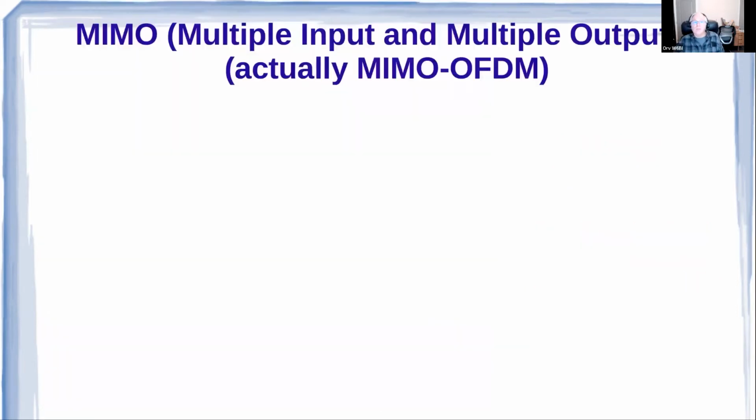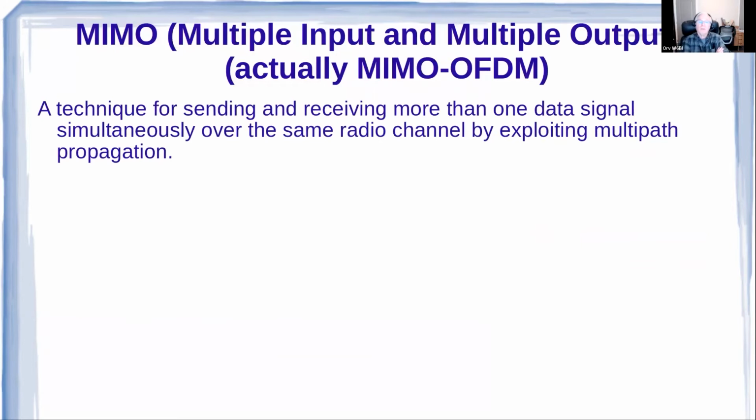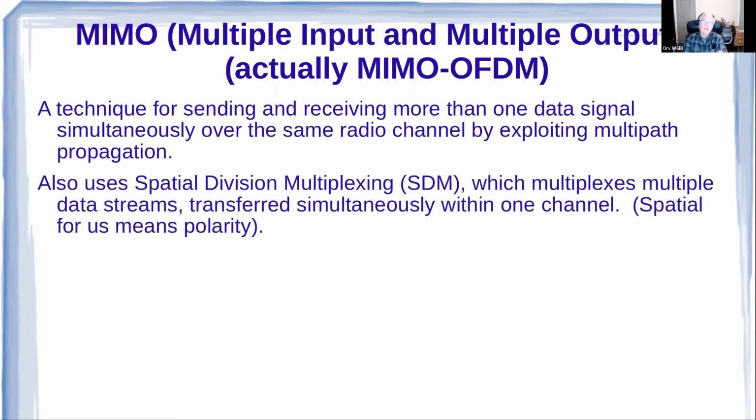I'm going to talk about MIMO, which is multiple input, multiple output. We all talk about it. What it's used for is to send more data than you'd think you could on the same channel by sending 2 data streams in our case. It says they're exploiting multipath propagation. It does, but that's not its main advantage. Its main advantage is SDM, spatial division multiplexing.